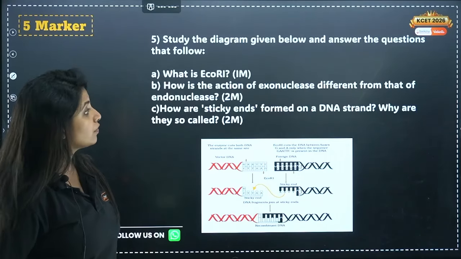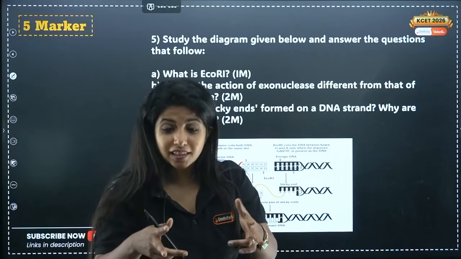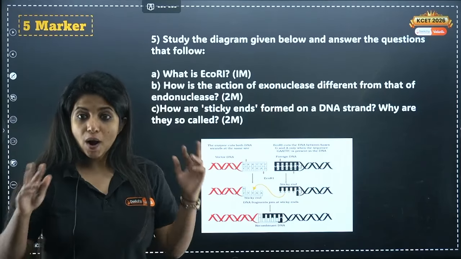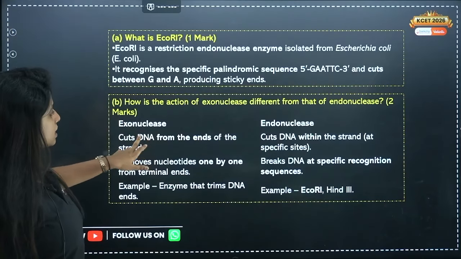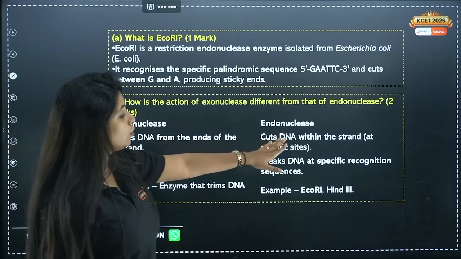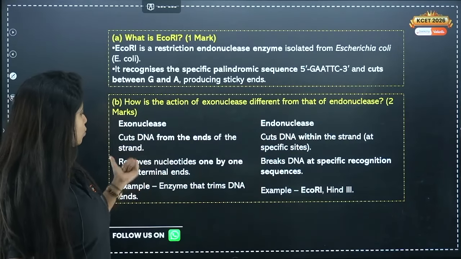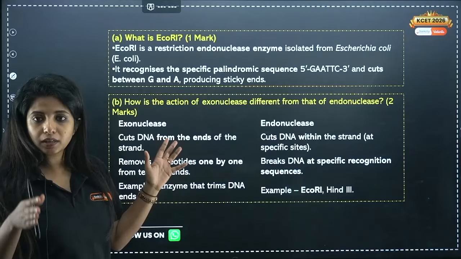Now, how is the action of exonuclease different from that of endonuclease? Endonuclease cuts within. It breaks down the sugar-phosphate backbone within the DNA, not towards the tip. So that is a difference. Exonuclease cuts the DNA from the ends, whereas endonuclease cuts the DNA within the strand. Exonuclease removes nucleotides one by one from the terminal end.